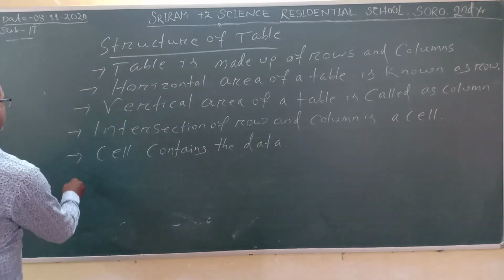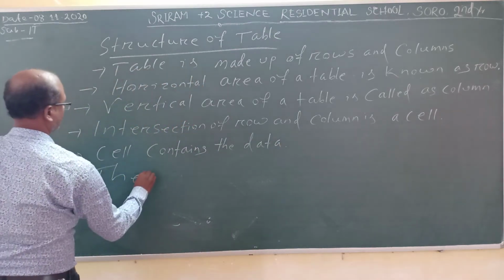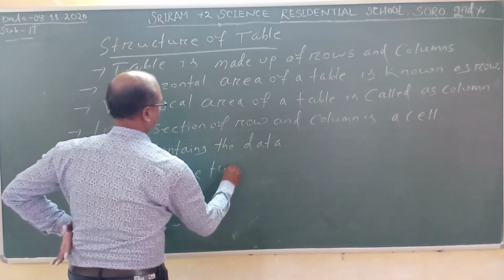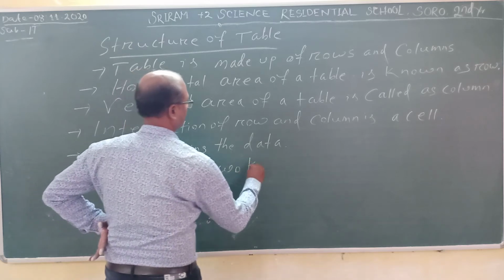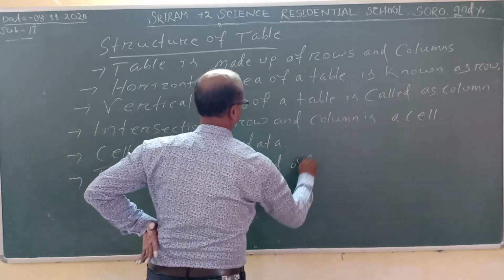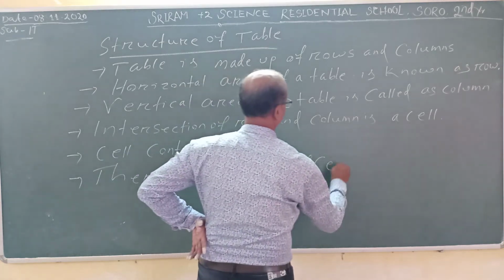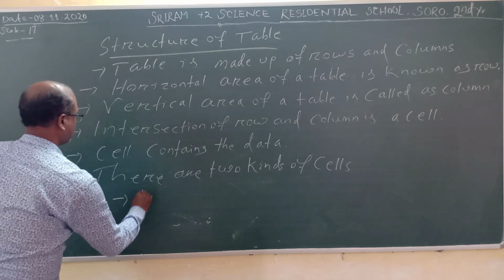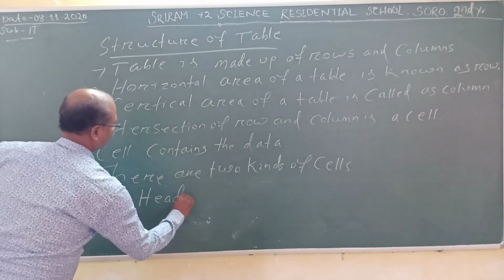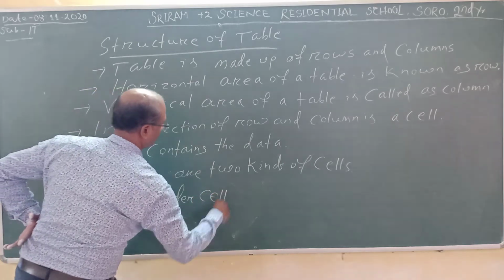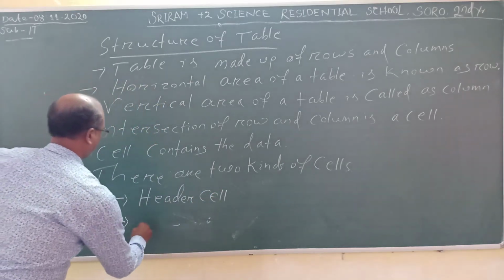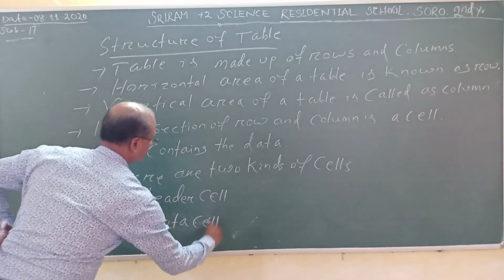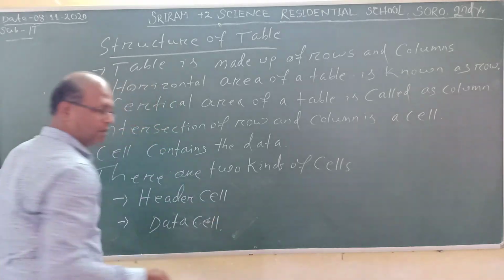There are two kinds of cells: one, the header cell, and the other, the data cell. Clear? Next line.